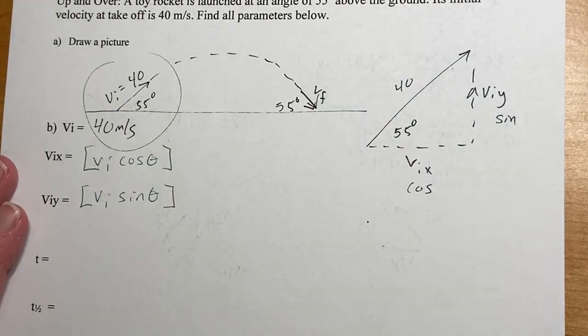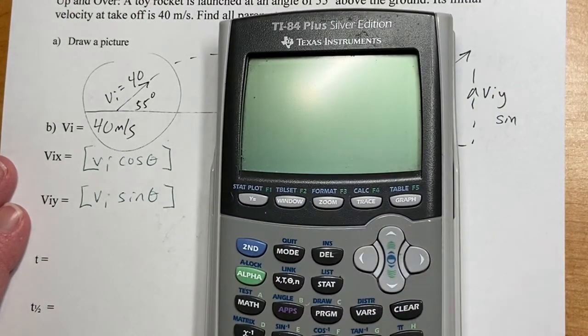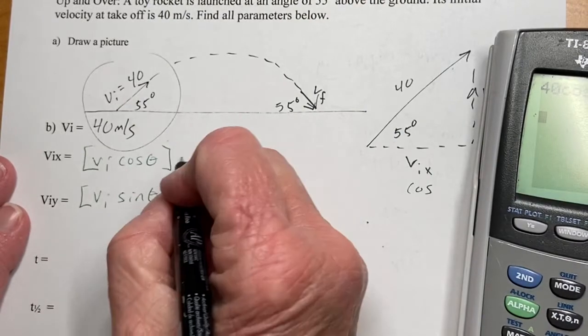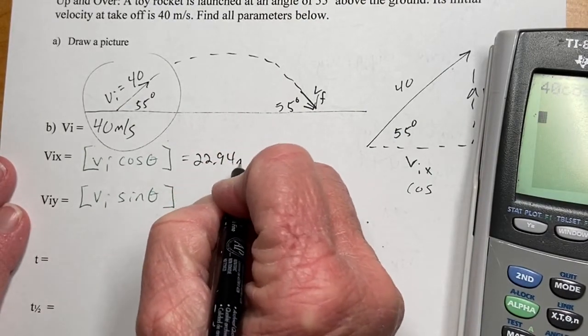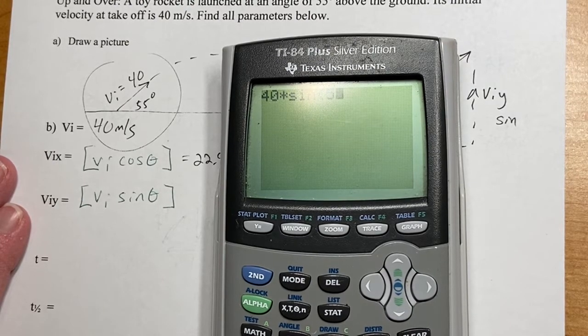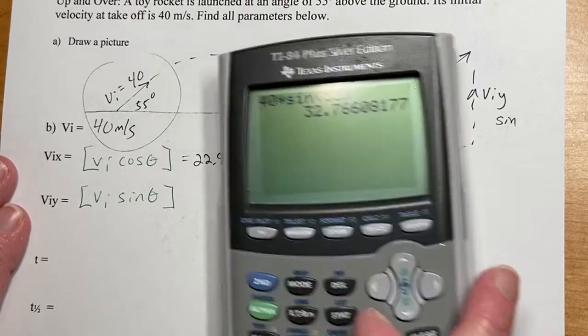Try to get a little more light on this calculator this time. All right, let's go. Clear. So I'm going to take 40 times cosine 55. That gives me 22.94 meters per second. All right, 40 times sine 55. Oops, I keep hitting divide, sorry. Sine 55, there we go, 32.77.